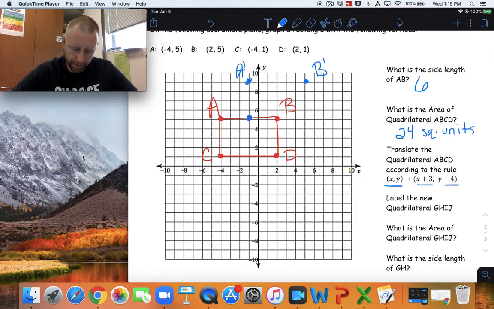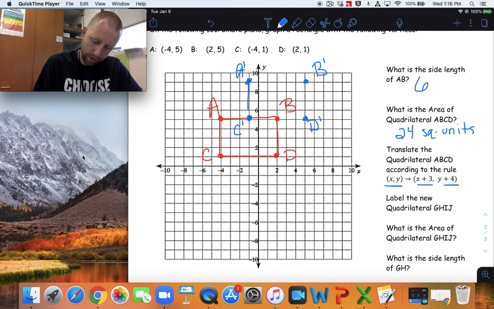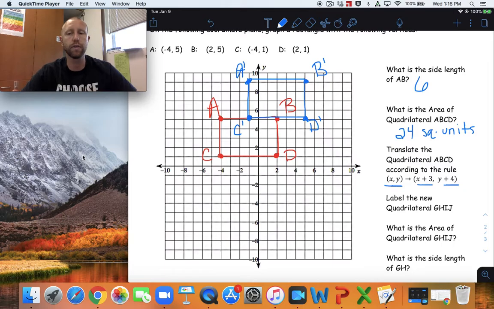And then do the same thing for, oh, whoops, let's label that C prime. And then label or find point D. So I'm going over 3, 1, 2, 3, and up 4, which puts me right here. I've got D prime. Now I can connect those, right, and form my new rectangle.